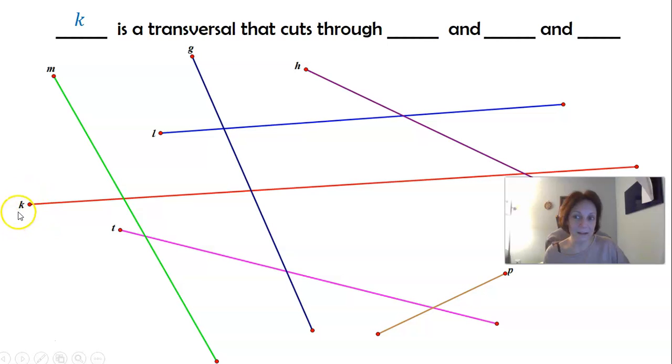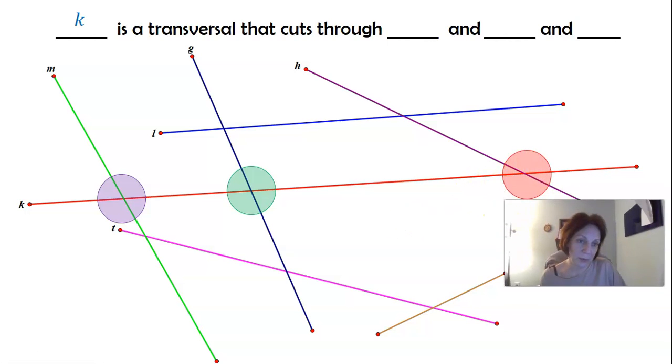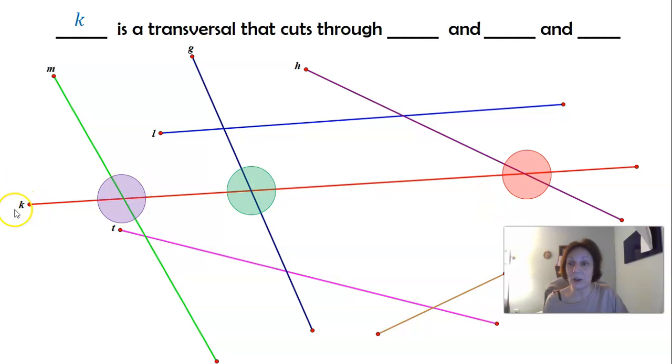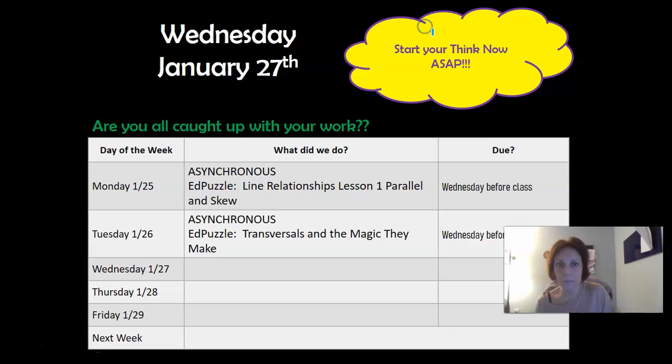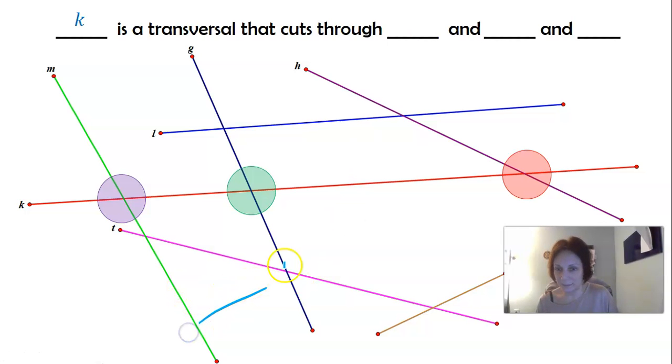Okay, here's K, right? Let's go. Chug, chug, chug. It hits M, it creates a cluster of angles. Keep on trucking. It hits G, it creates a cluster of angles. Keep on trucking, it hits H and creates a cluster of angles. Okay. All right, so again, look, K hits boom, boom, boom. 3 lines. So this is a transversal that cuts through M. It cuts through M, then it cuts through G, then it cuts through H.